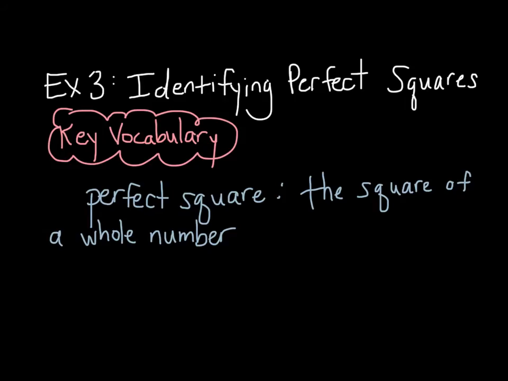Example 3 is called identifying perfect squares, and this might be something that's new to you. So first of all, you need to know what a perfect square is. And it says it's the square of a whole number. That's the definition Big Green gives you.